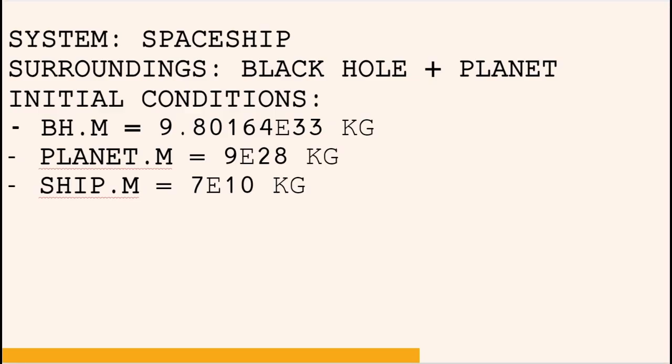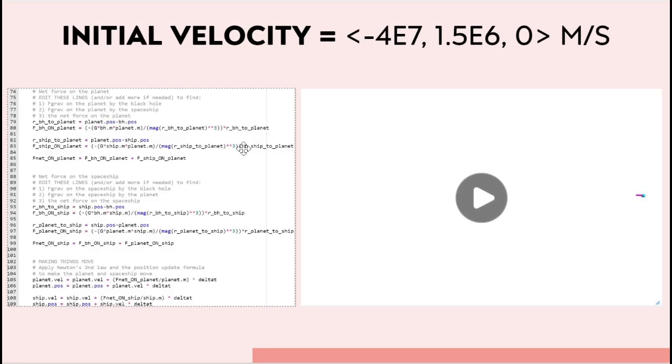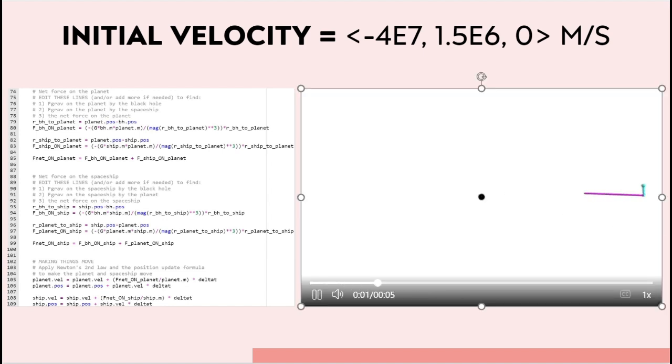The system is now the spaceship, and the surroundings are the black hole and the planet that the spaceship takes off from. For the initial conditions, now we take into account the mass of the black hole that we just calculated to be this number, as well as the mass of the planet and the mass of the ship, which are givens. So I have this model here. This is the spaceship trajectory, so it doesn't crash into the black hole, but narrowly misses it, because we want to find the minimum velocity that it needs to dodge the planet.